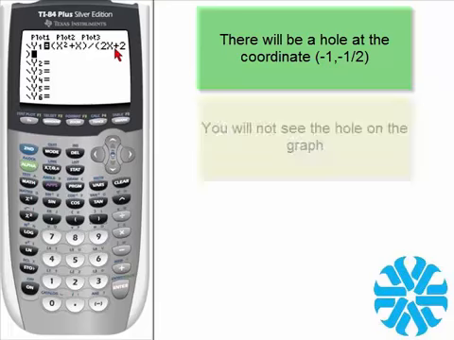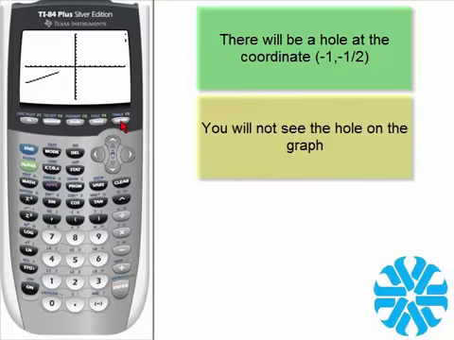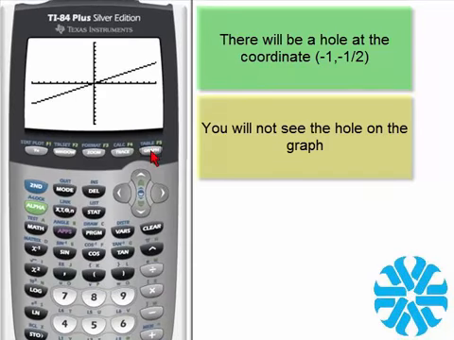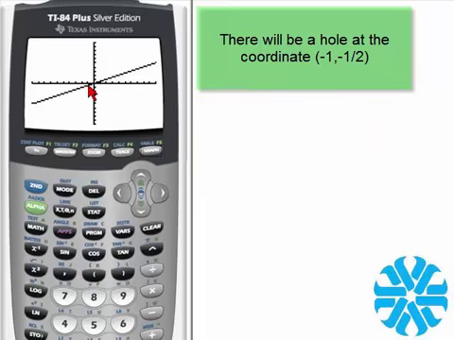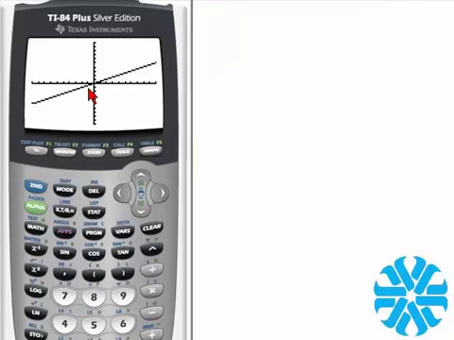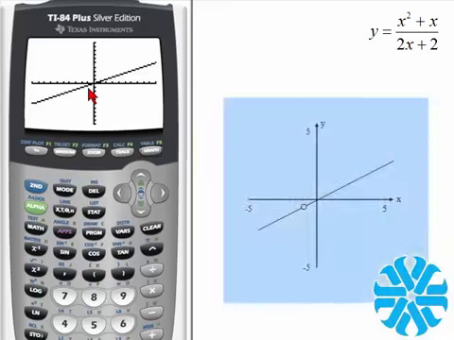Let's go ahead and graph this. Now, we're not going to see that hole. The only thing that we're going to see is this linear function. But we said that there's going to be a hole right around in this area. In fact, to be exact, it's going to be at -1, -1/2. It'll be about right there. So the actual graph of y equals x squared plus x divided by 2x plus 2 is shown to the right.